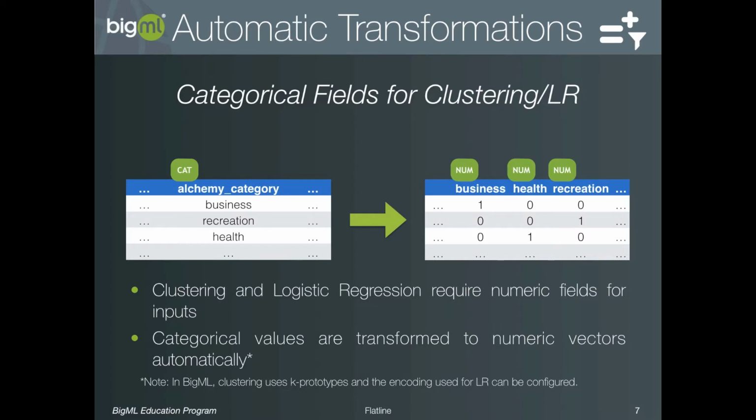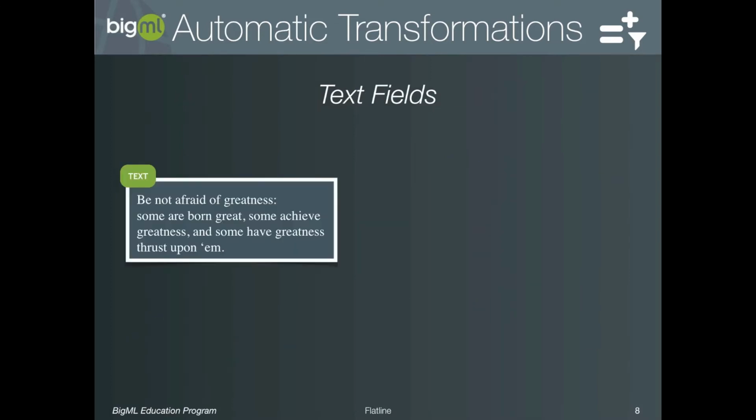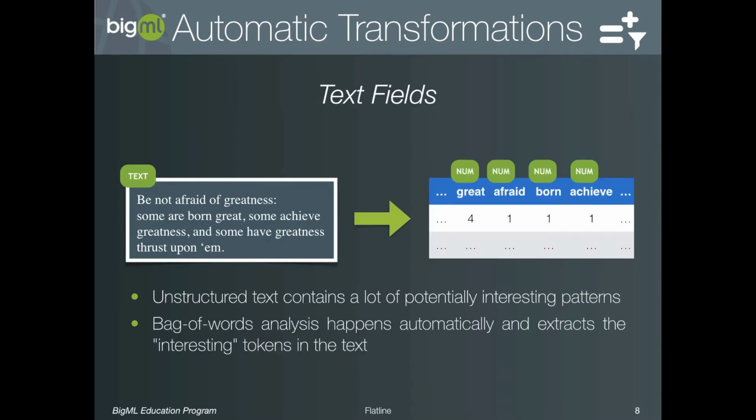Another example of automatic transformations is the handling of text fields. Unstructured text contains a lot of potentially interesting patterns, but the incongruities of language make it difficult to extract. By performing a bag of words analysis, the text field becomes a vector of interesting tokens discovered in the text field, which makes it possible for the machine learning algorithm to find patterns relating to the occurrence of words. Note that another option for text fields is topic modeling, which produces a deeper thematic extraction from the text.